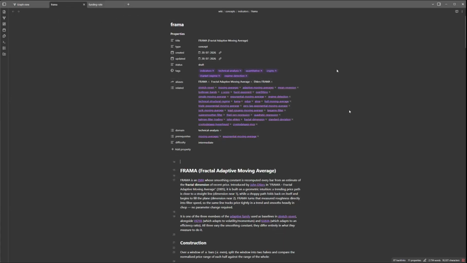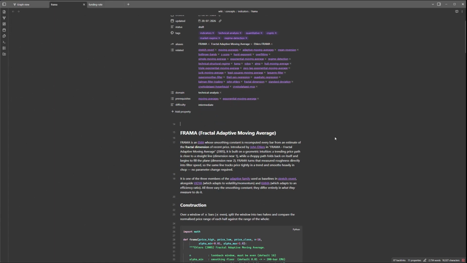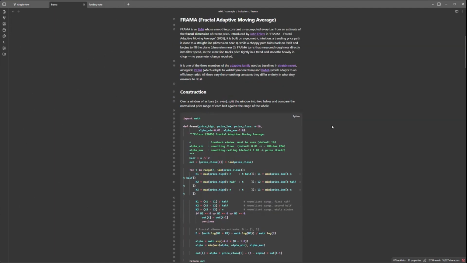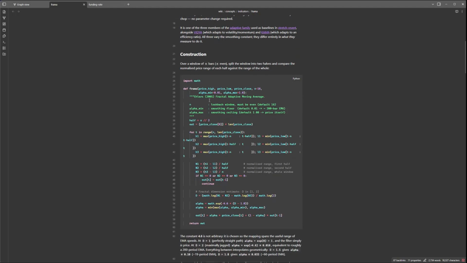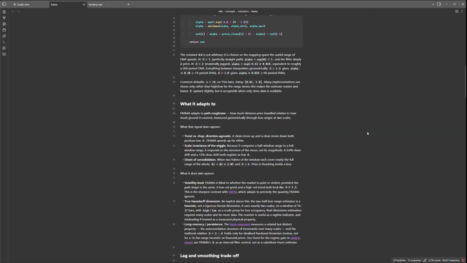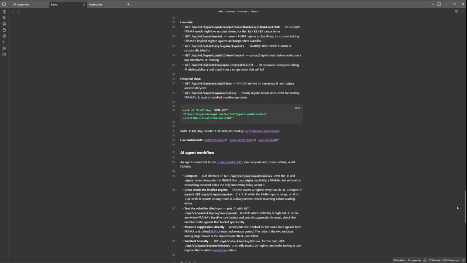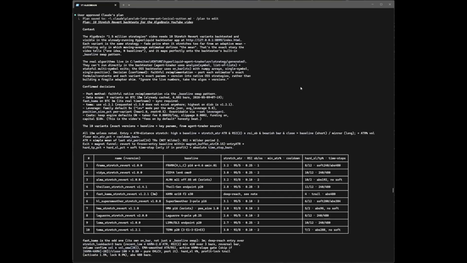If we open up FRAMA, we can take a look at the node and we can see that it stands for fractal adaptive moving average. And we can also dig into the details of that. We can see there's a lot of high quality information like the mathematics behind it and more about the strategy, so that the AI agent gets the highest quality information on this strategy.